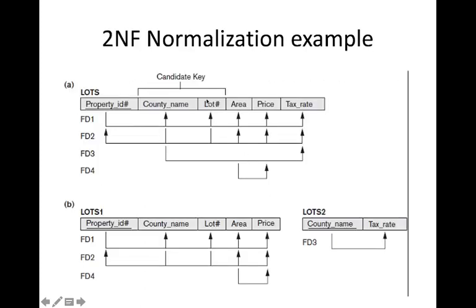Okay, we will see an example. This is a lots table. We have property ID as the primary key. There is one more candidate key in it: the combination county name, lot number. This combination is another key of this relation. So the prime attributes are property ID, county name, and lot number. The non-prime attributes are area, price, and tax rate.